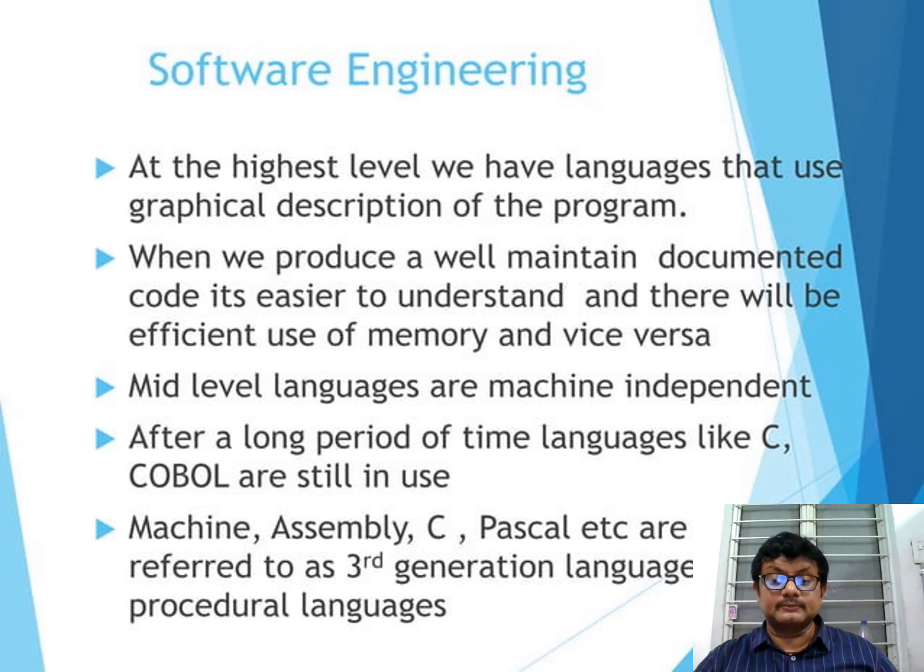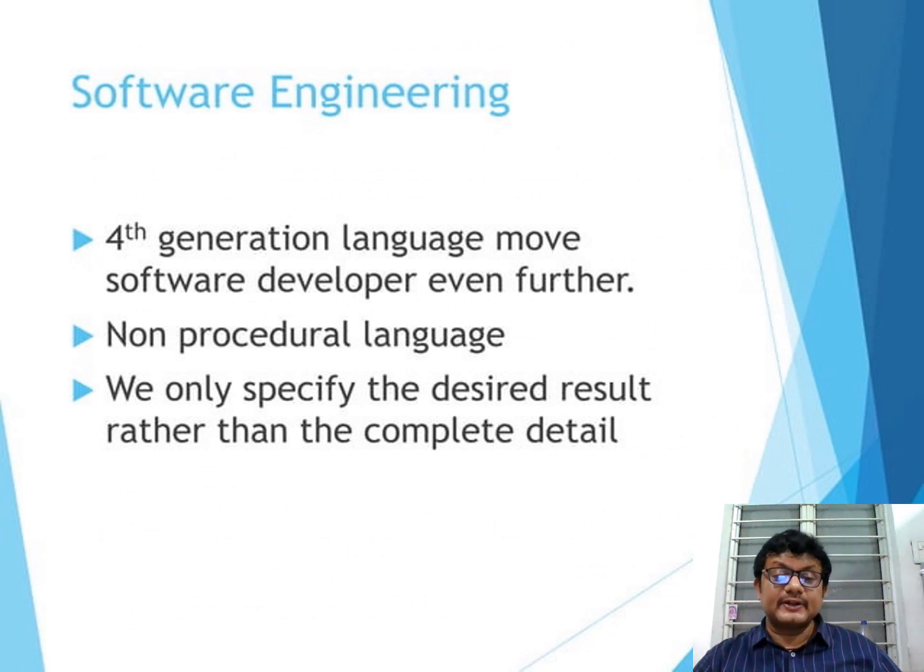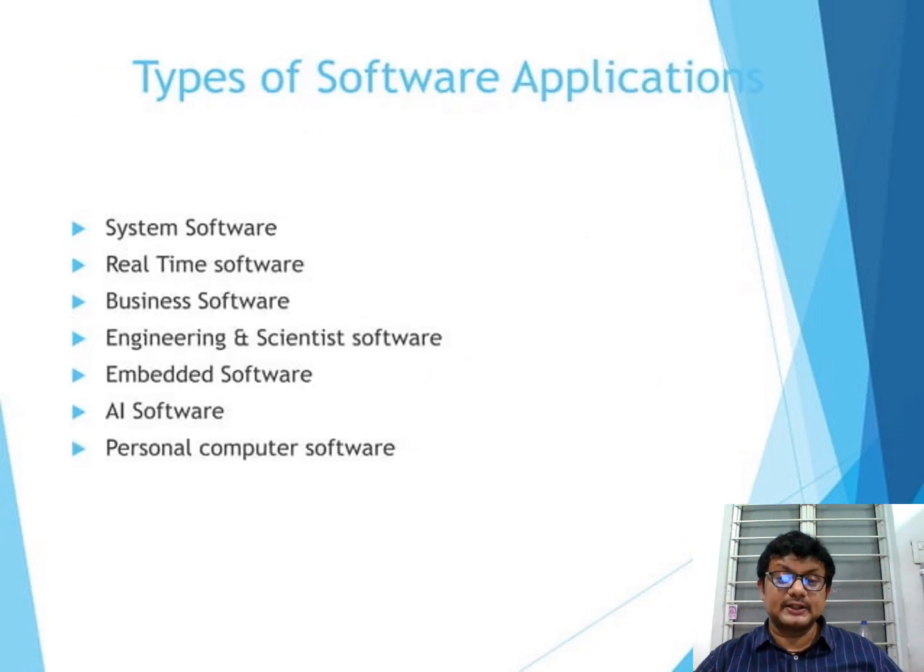After a long period of time, languages like C and COBOL are still in use. Machine assembly, C, Pascal, etc. are referred to as third generation, procedural languages. Fourth generation languages move the software developer even further. In non-procedural languages, we only specify the desired result rather than the complete detail. Types of software applications: system software, real-time software, business software, engineering and scientific software, embedded software, AI software, personal computer software.